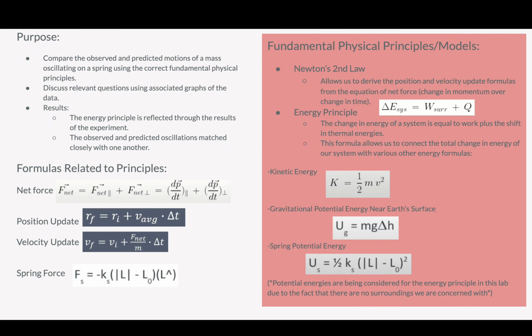There are a few fundamental physical principles and models that are relevant to this lab. Newton's second law, which allows us to derive the position and velocity update formulas, and the energy principle, which states that the change in energy of a system is equal to work plus the shift in thermal energies. This formula allows us to connect the total change in energy of our system with various other energy formulas, such as kinetic energy, gravitational potential energy near Earth's surface, and spring potential energy.